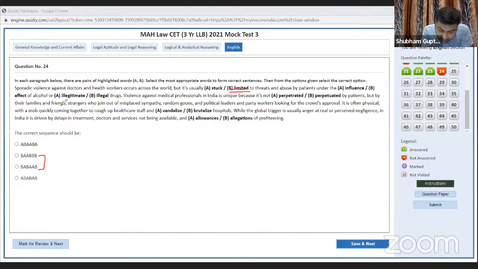So second is A. And the third one, let's check the third one. Influence of alcohol or illegitimate drugs or illegal drugs. It should be illegal drugs. What is illegitimate drugs? It should be illegal drugs. So the third one should be B. So this should be the answer.